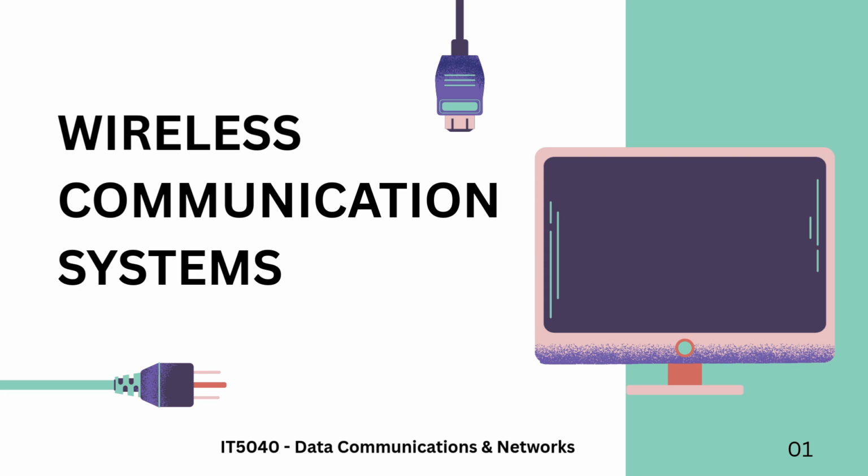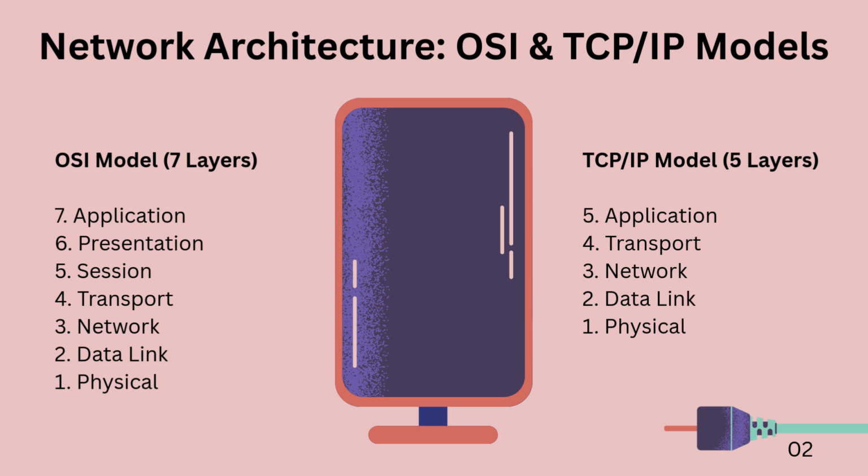So in this presentation, I will explain how data is converted into signals, how signals are transmitted through the air, how multiple users share the same wireless medium, and how Wi-Fi networks operate. So let's start with the basic network architecture.